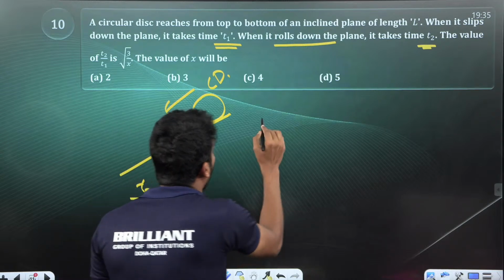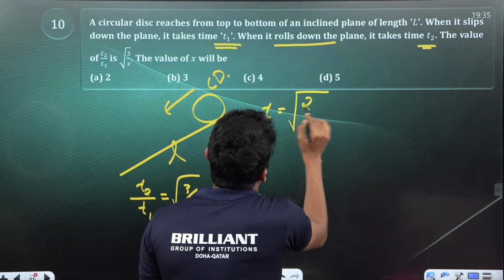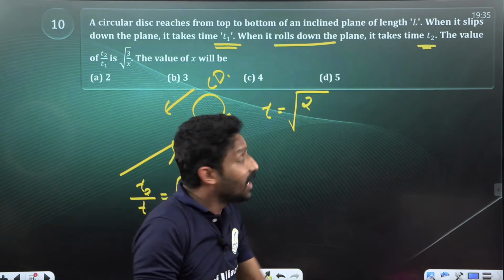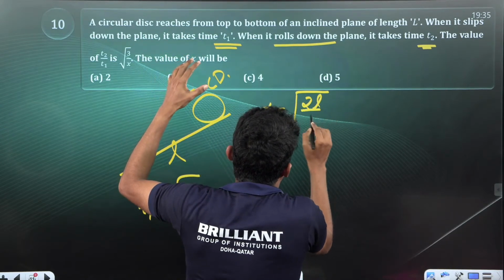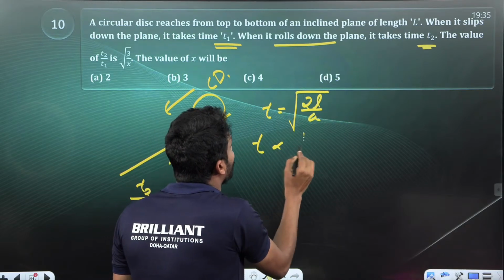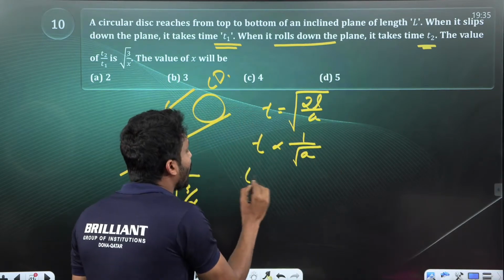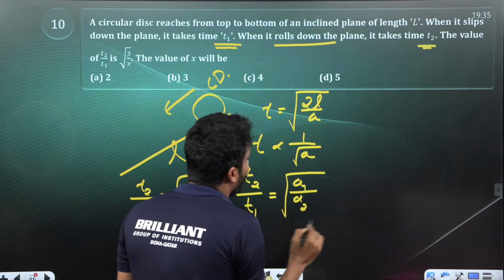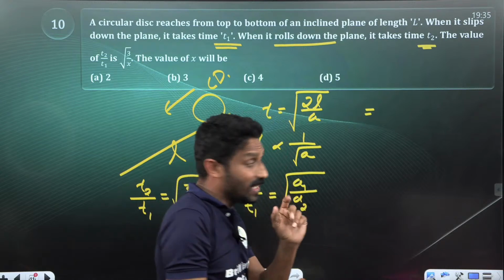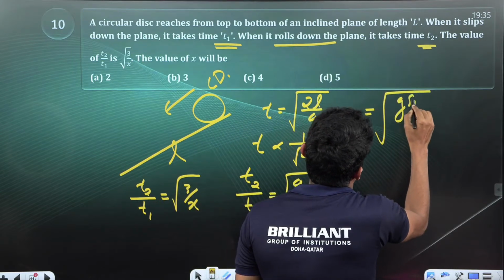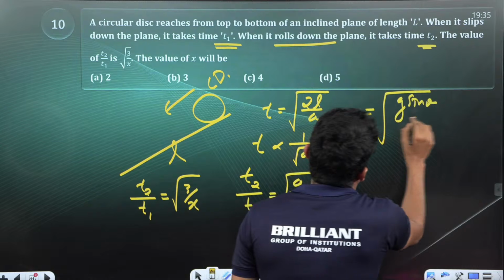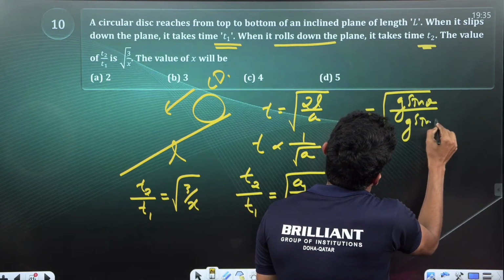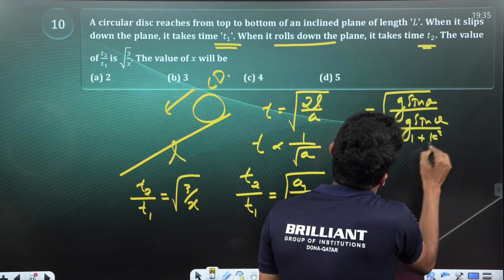We know this time is root of 2h by g, or 2L by acceleration here, which means time is inversely proportional to root a. That is, t2 by t1 is equal to root of a1 by a2. In the first case, the acceleration is g sine theta. In the second case, the rolling down situation, it is g sine theta divided by 1 plus k square by r square.